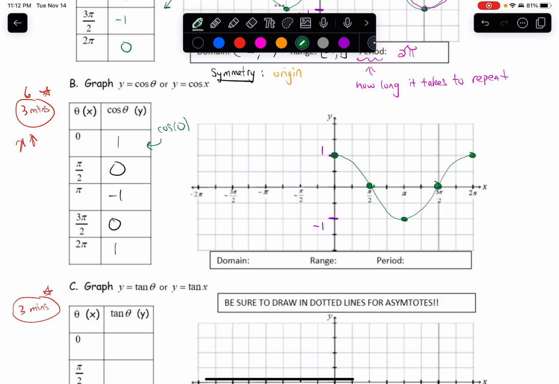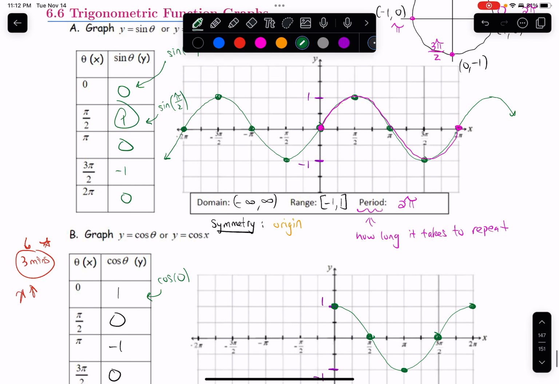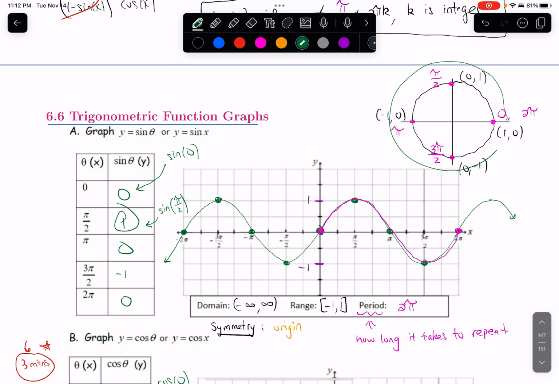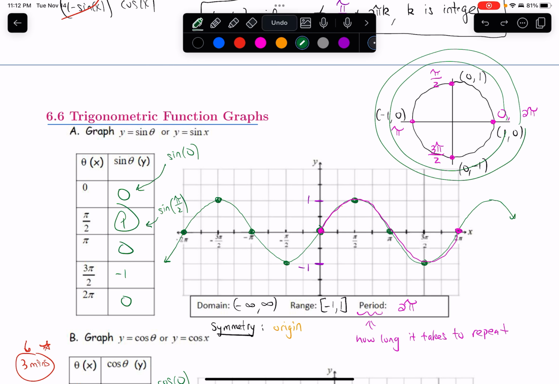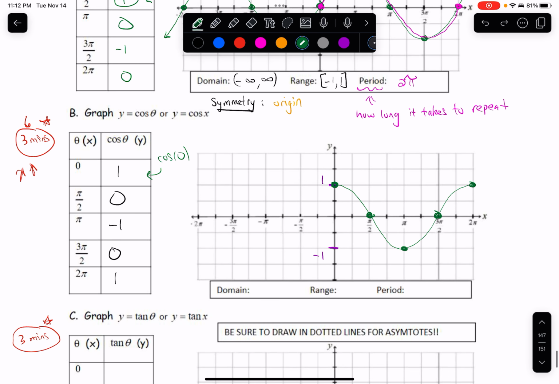If I were to keep plugging in bigger angles now, and if I were to go around the unit circle again, well, I keep encountering the same x values again and again and again. So the graph is going to have the same shape. It's going to keep oscillating like this and repeating the same shape. The same thing happens on the negative side. I'm going to plot a few points though.